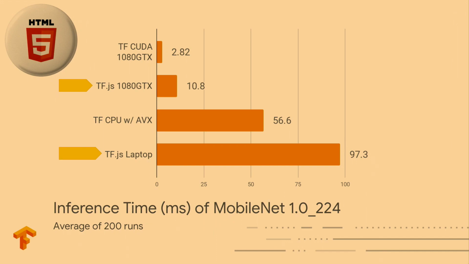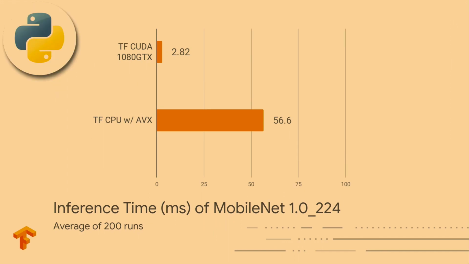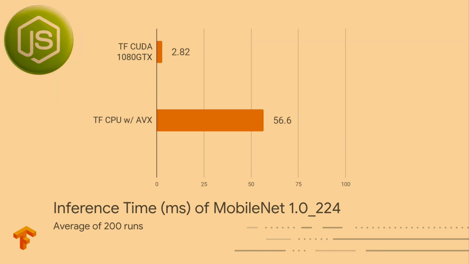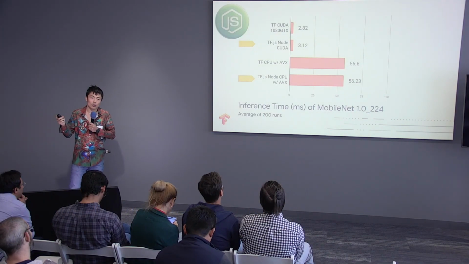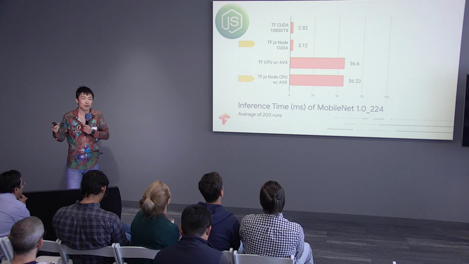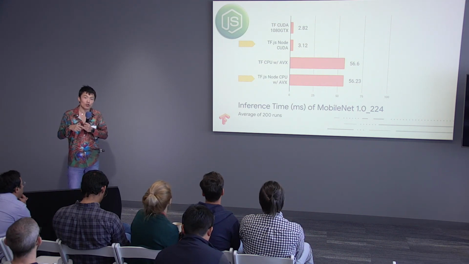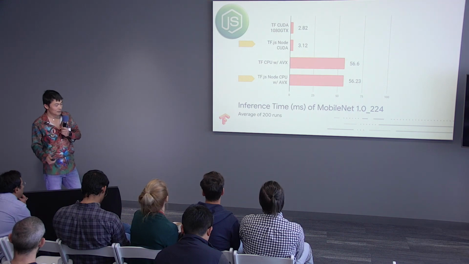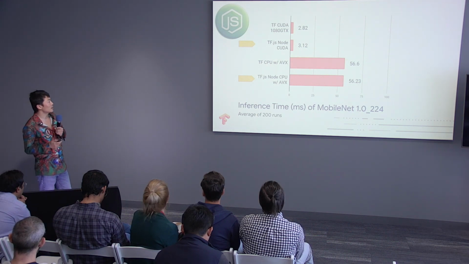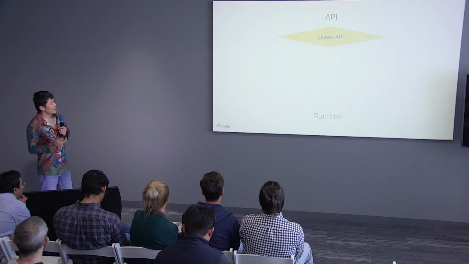Inside the browser, you can just let your user download your web page. But what if we use this in Node.js, which means we run it like a backend, not in the front end? So for the backend, this is the result. It's very similar, almost the same. The reason is that Python just uses TensorFlow's C library to call something, and the Node version of TensorFlow.js also has the binding to call the same library.